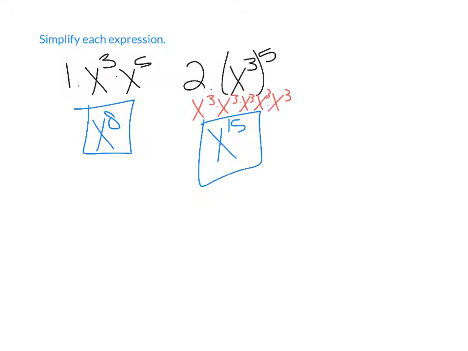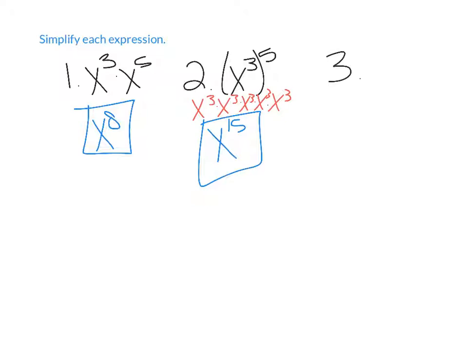And then if I apply the rule from yesterday, multiplying powers with the same base, I would add all of these exponents. I would take 3 plus 3 plus 3 plus 3 plus 3. Well, guess what? When you add 3 5 times, isn't that the same thing as 3 times 5? That's why you can multiply.